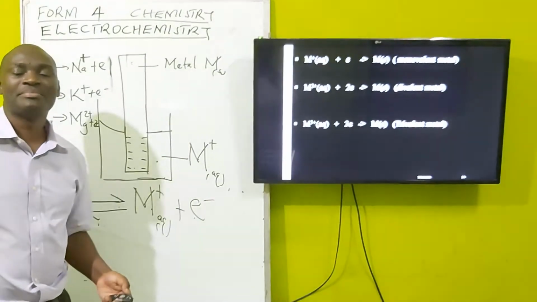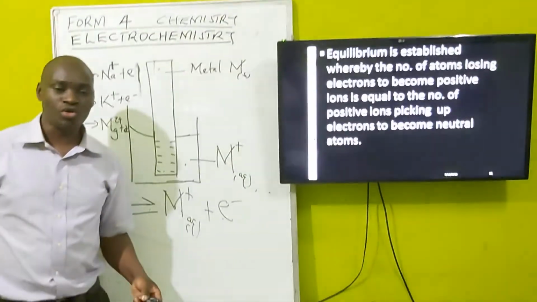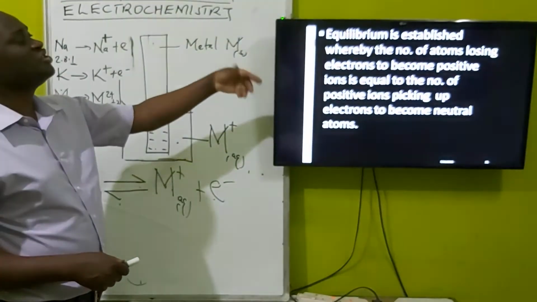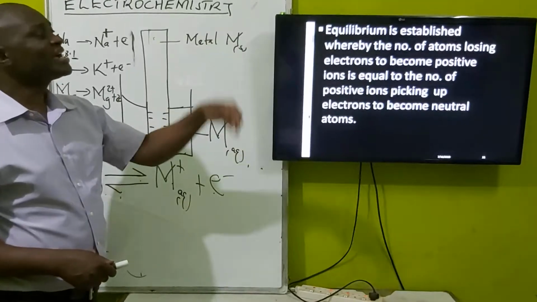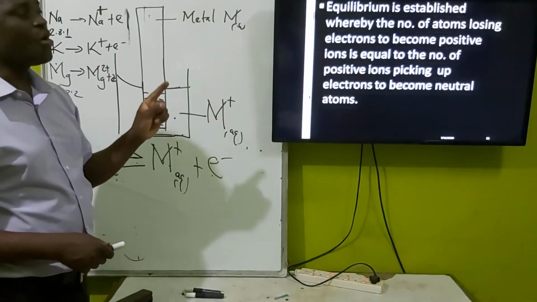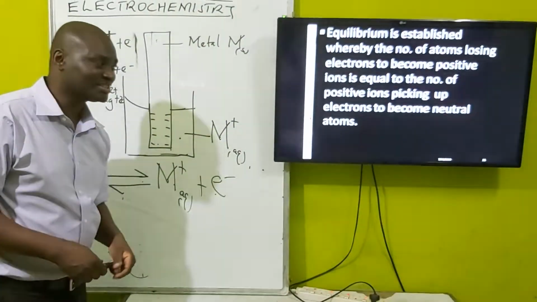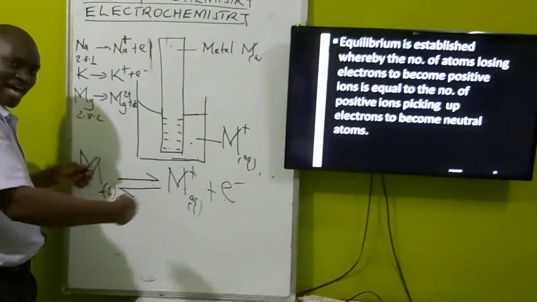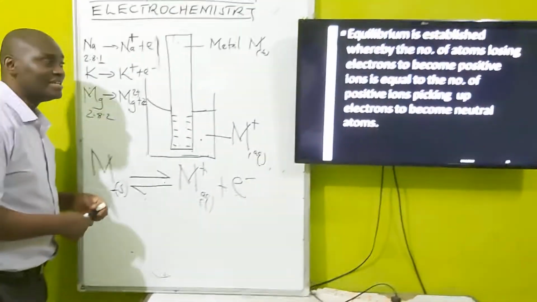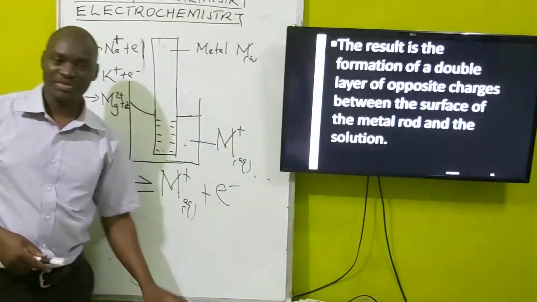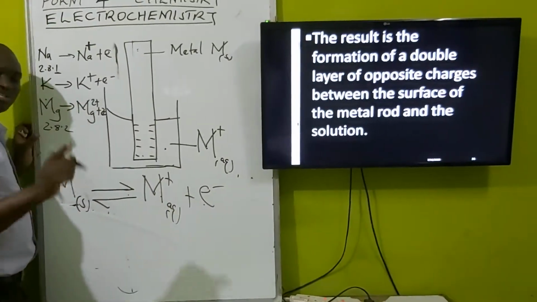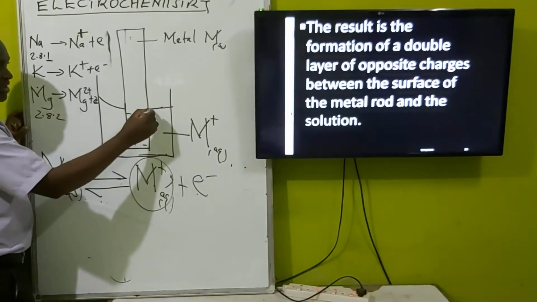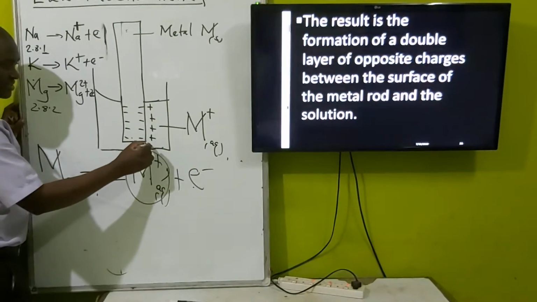Equilibrium is established where the number of atoms losing electrons to become positive ions is equal to the number of positive ions picking up electrons to become neutral atoms. So that forward and backward change will lead to an equilibrium. What will the equilibrium do? The equilibrium will result in the formation of a double layer, meaning these positive ions will form a layer inside the solution, like that.